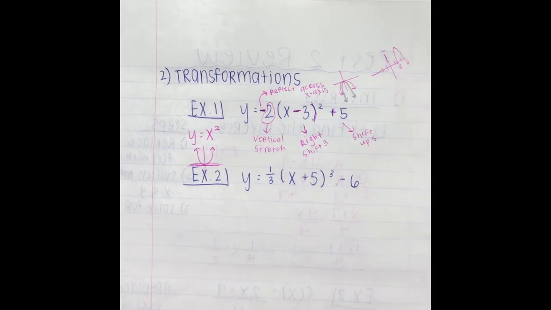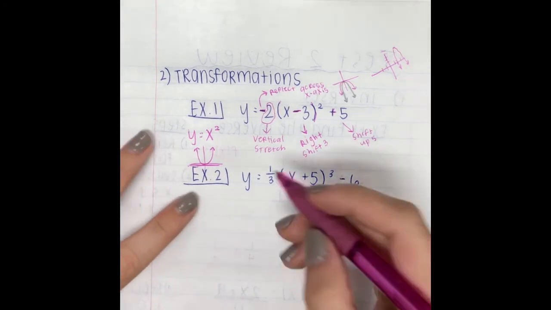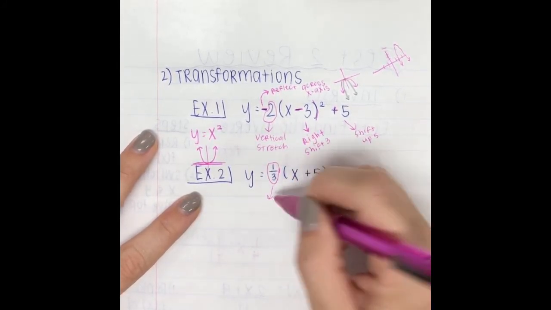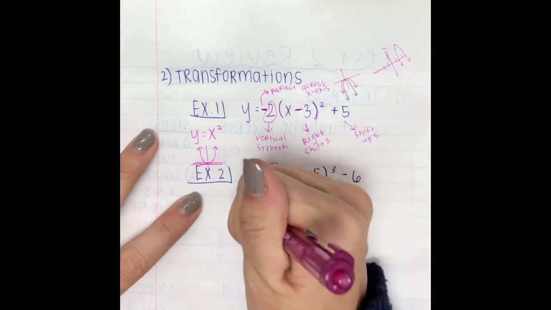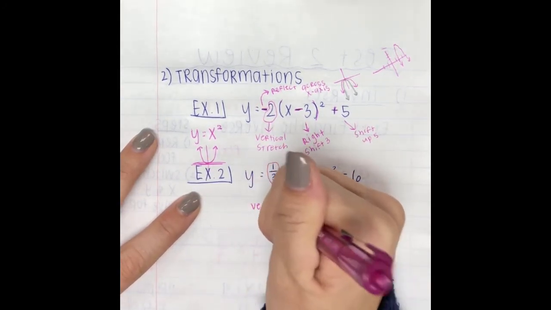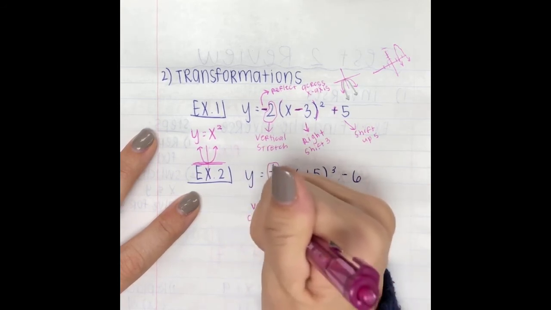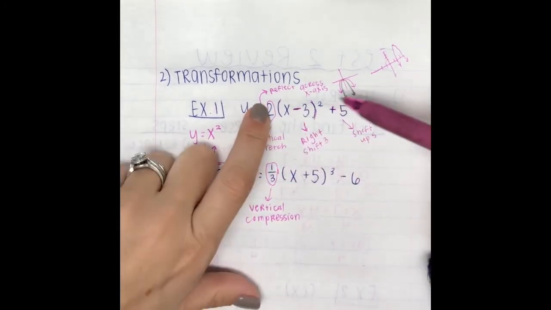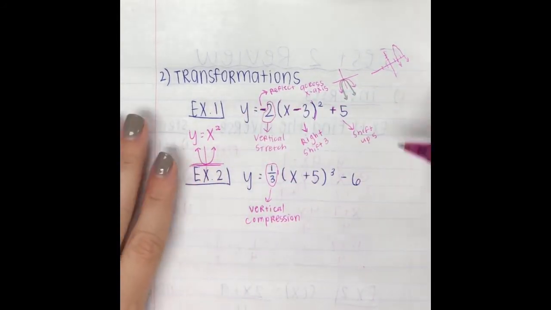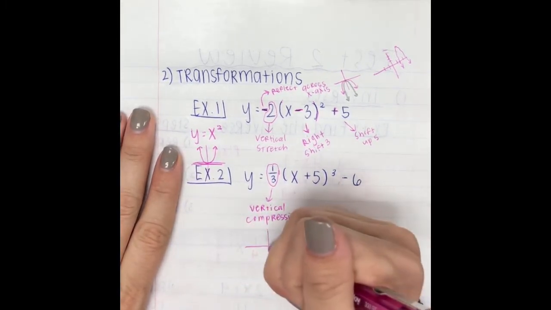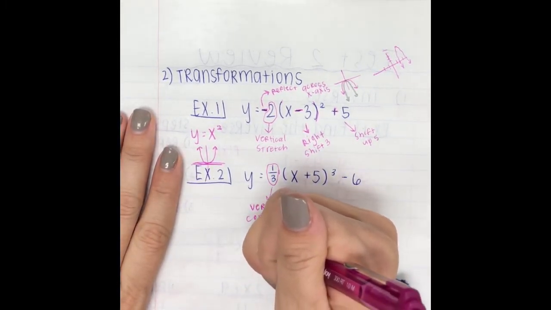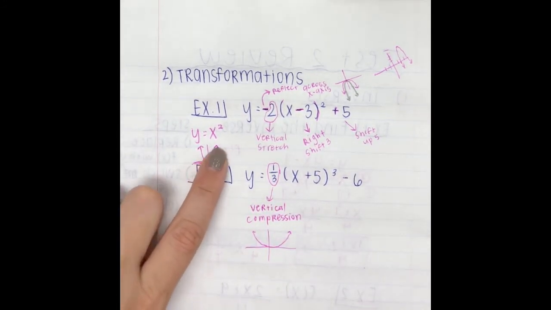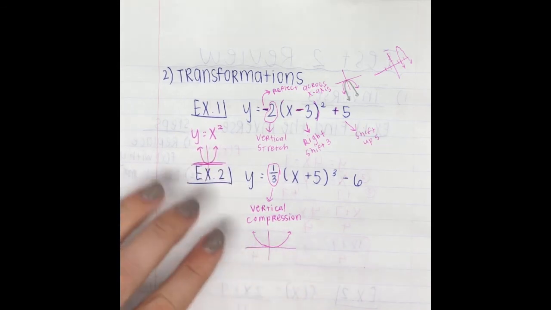And the second example, so 1/3, it's less than 1, okay? Like 2 is greater than 1, so it's a vertical stretch. This is less than 1, so this is a vertical compression. All right, it doesn't have a negative in front, so it's not reflected down, it's staying up. But vertical compression is going to cause it to kind of relax. So it's gonna get a little wider. Okay, it's not gonna be quite as narrow as this one, it's gonna get wider.